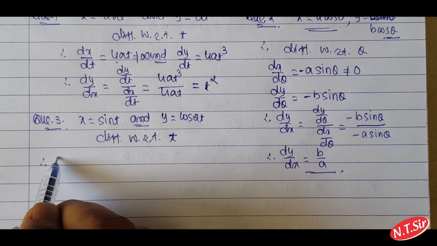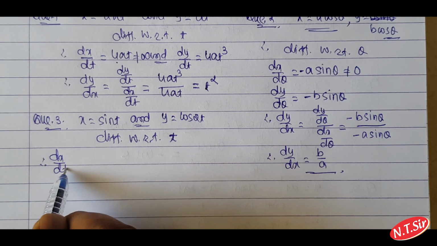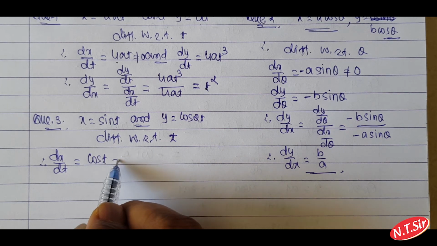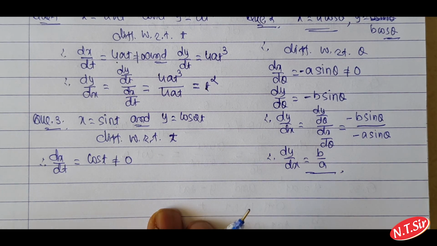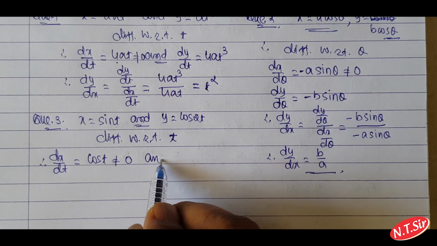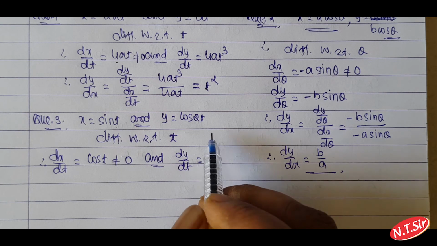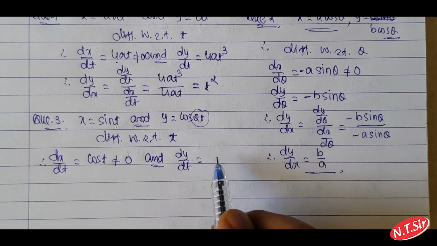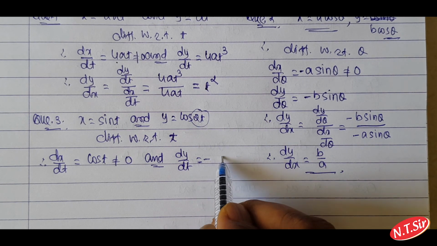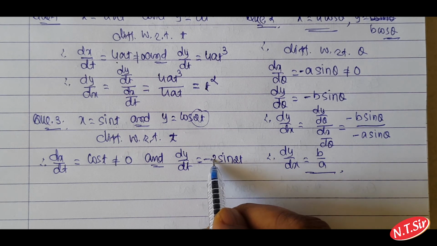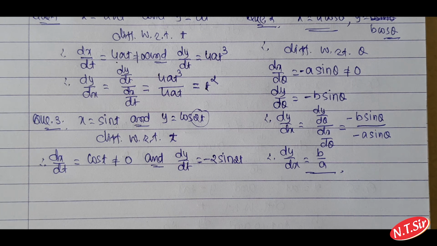Derivative of this: dx by dt is equal to derivative of sin t, which is cos t, and dx by dt is not equal to 0 always. So this is not equal to 0. And dy by dt is equal to the derivative of cos of the bracket, which is minus sin of the bracket, and the derivative of the bracket again is 2. So this is minus 2 sin 2t, right?